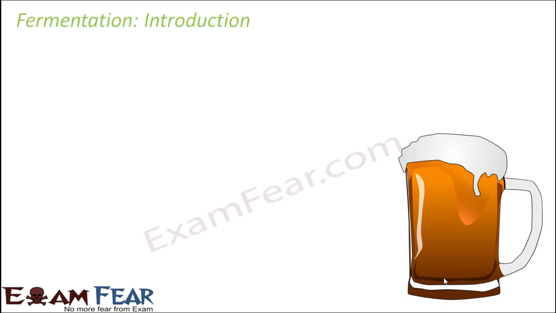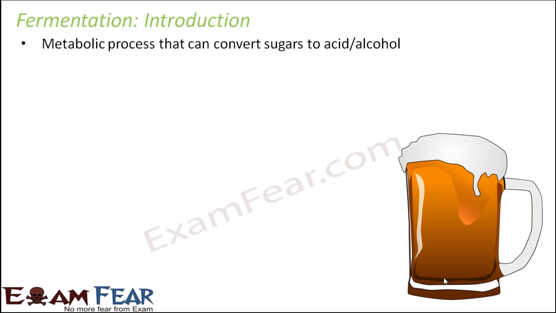Before we talk about how pyruvic acid is handled, first let us see what fermentation is. The name fermentation must be quite familiar to you. Whenever you talk about fermentation, you would have heard of it being used to make wines, beers and yogurt. So fermentation plays a role in all of them. Today let us see what it is. It is a metabolic process that can convert sugars into acids or alcohols.